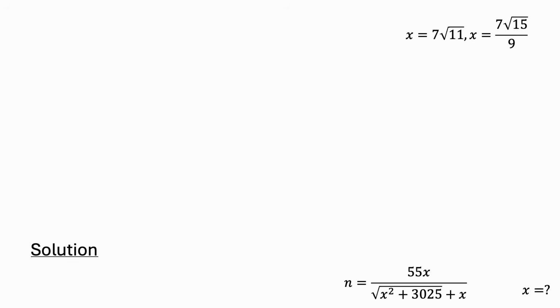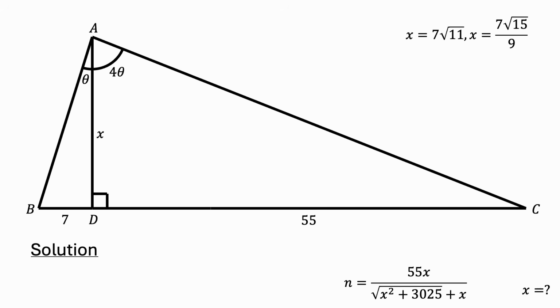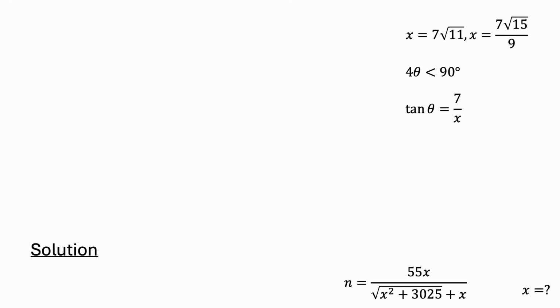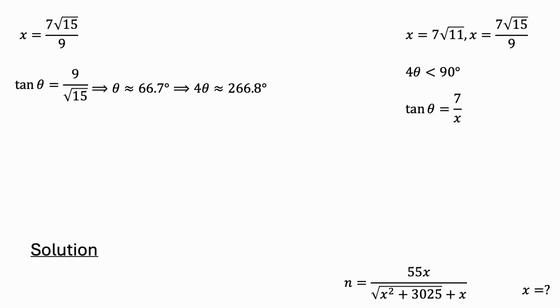To pick the correct value of x, let us return to the diagram. Since angle ADC equals 90 degrees, we must have 4 theta less than 90 degrees. Also, note that tangent theta equals 7 over x. If x equals 7 square root 15 over 9, tangent theta equals 9 over square root 15. So, theta equals 66.7 degrees and 4 theta equals 266.8 degrees, which is greater than 90 degrees. Therefore, we reject x equals 7 square root 15 over 9.